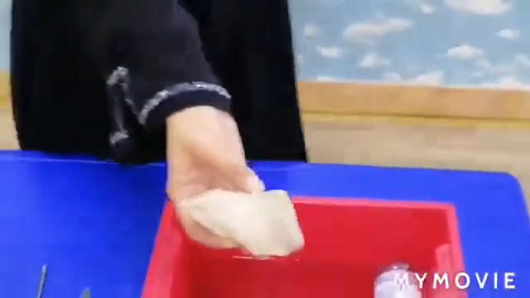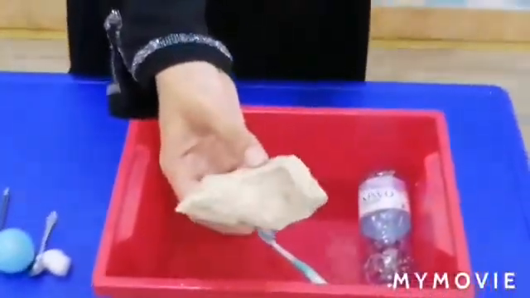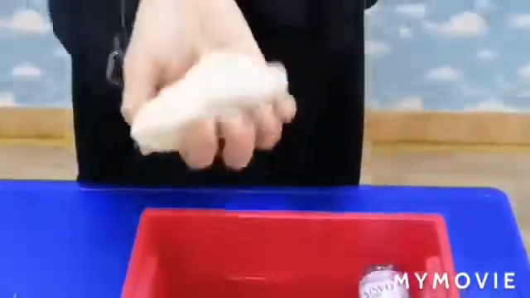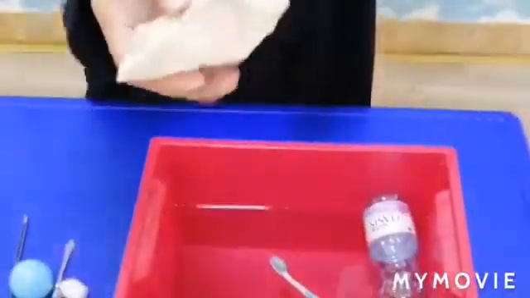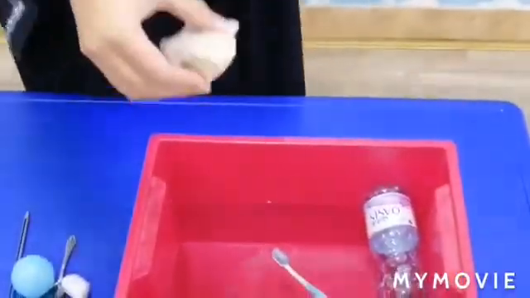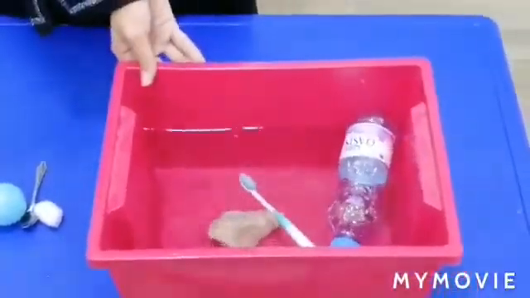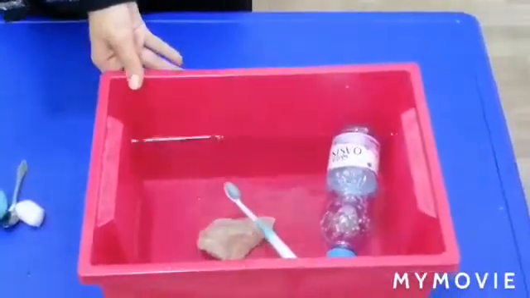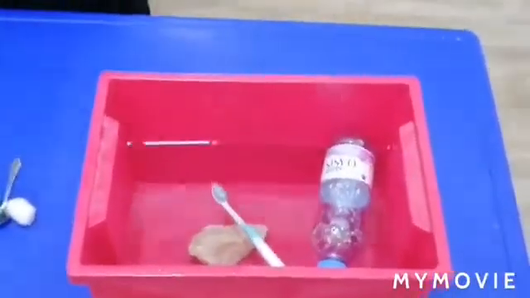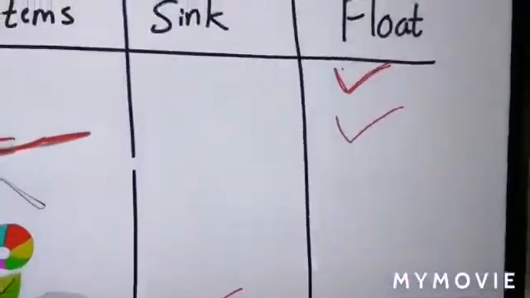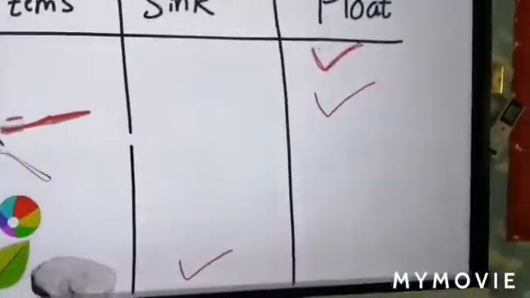Now let's move on to this big stone. What do you think? The stone will sink or float? Is it heavy or light? It is very heavy. So heavy things will sink. So let's drop it in the water and see. See? It is sinking. It didn't float because it's heavy. So let me put a tick on sink. The stone will sink.